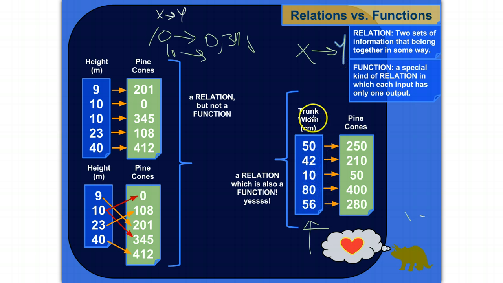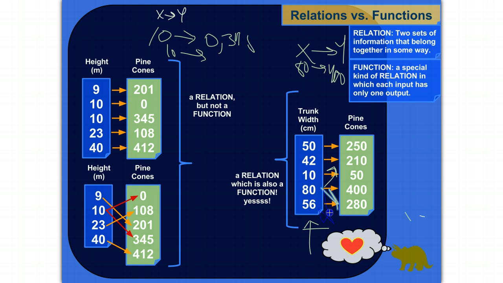If I say, give me the number of pine cones of a tree when its width is 80. So I plug in 80 and I say, give me the output here. I know there's exactly one number here. I can give you an answer. It's 400. I don't have like a million arrows coming out of this 80.